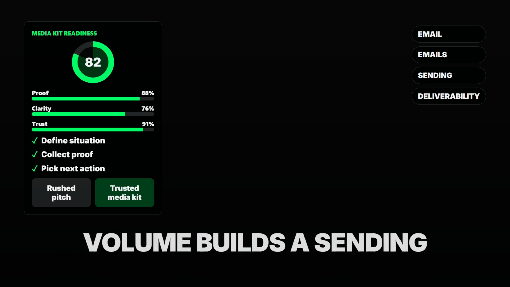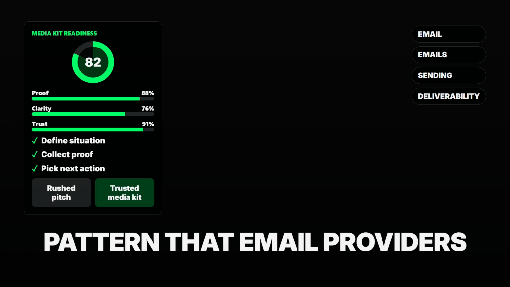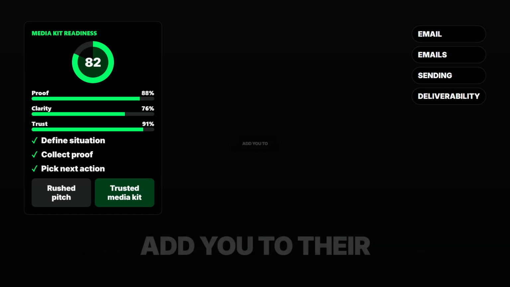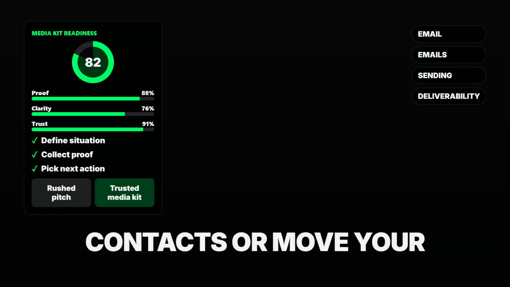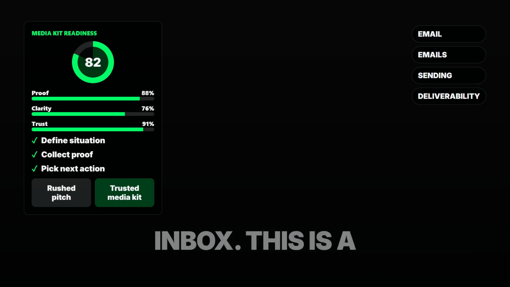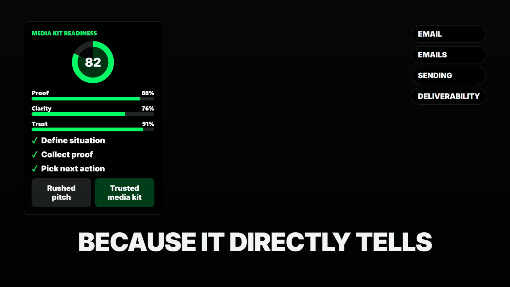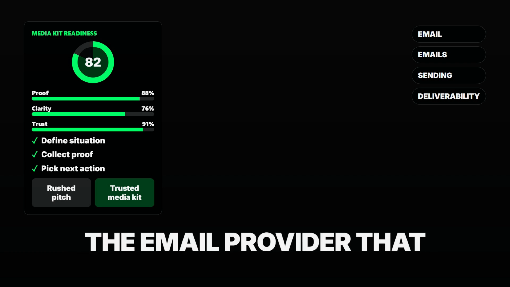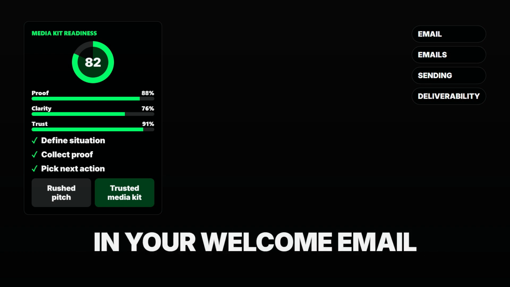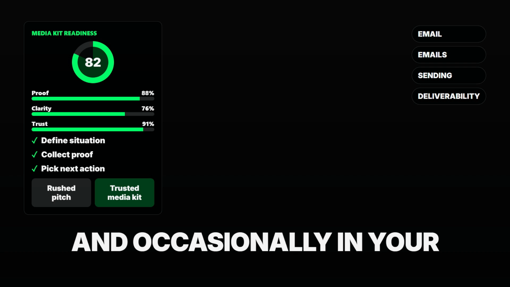Finally, ask your subscribers to add you to their contacts or move your email to their primary inbox. This is a simple but effective tactic because it directly tells the email provider that the subscriber wants your emails. Include this request in your welcome email and occasionally in your regular newsletters. A subscriber who adds you to their contacts will reliably receive your emails in their primary inbox, regardless of any other deliverability factors.